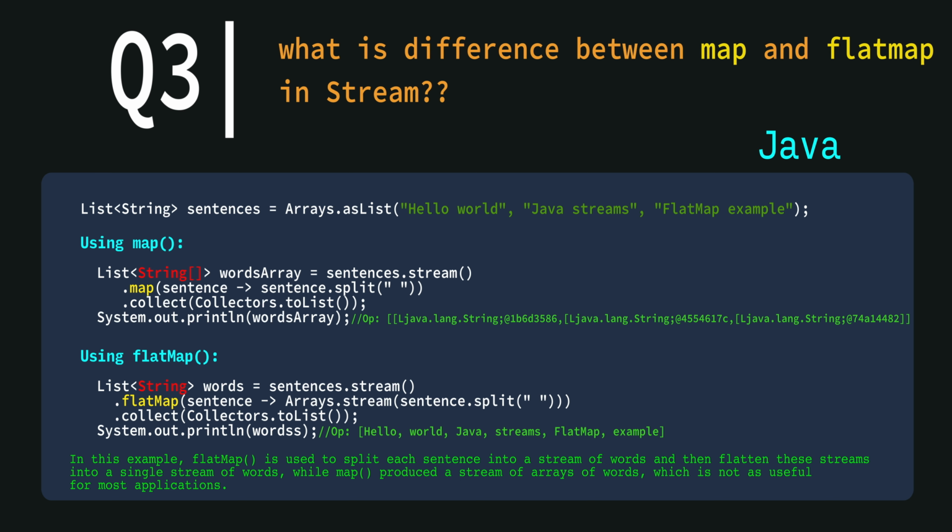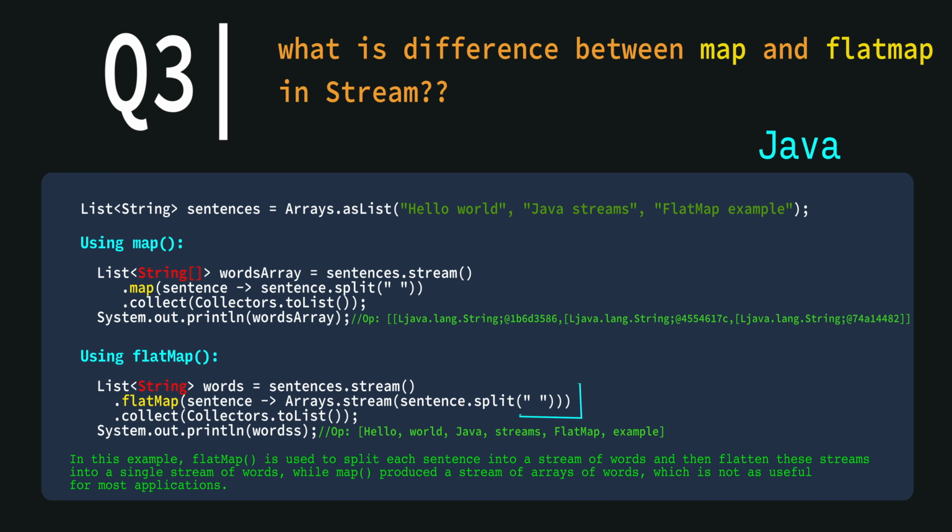So coming to the FlatMap, you can see we're using the same operation, that is sentence.split with space, and we're collecting the list, and the return list is list of string, which means FlatMap returning the stream of strings here instead of a single object or single value. So this is how map and FlatMap work with streams. Now let's jump into the next question.